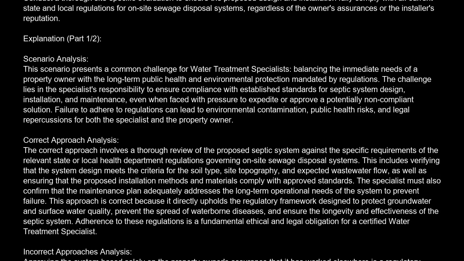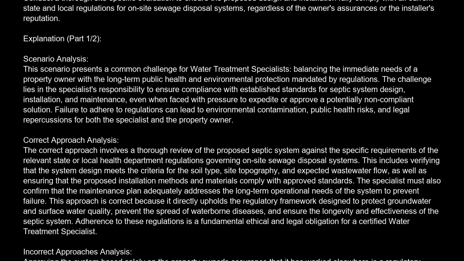The correct answer is A. Conduct a thorough site-specific evaluation to ensure the proposed design and installation fully comply with all current state and local regulations for on-site sewage disposal systems, regardless of the owner's assurances or the installer's reputation.